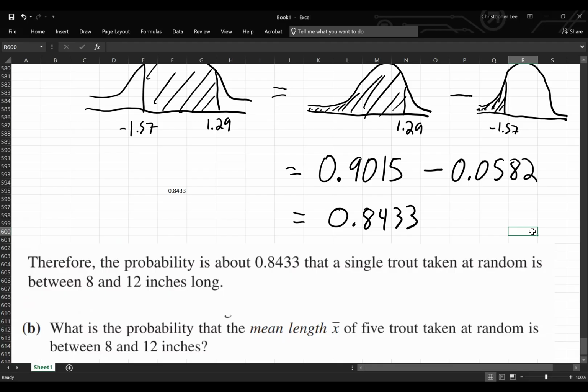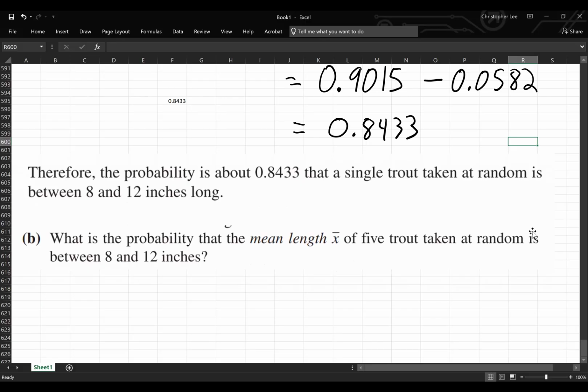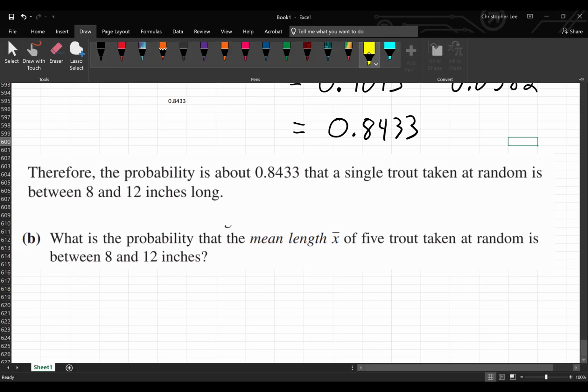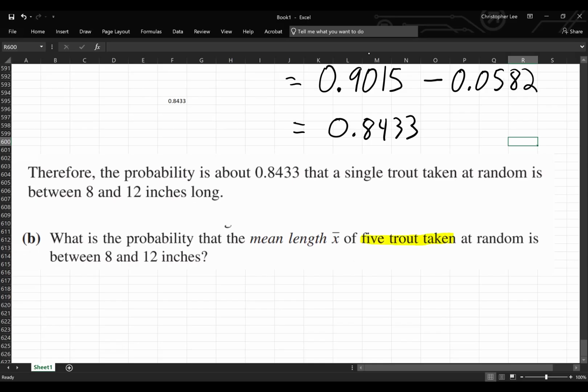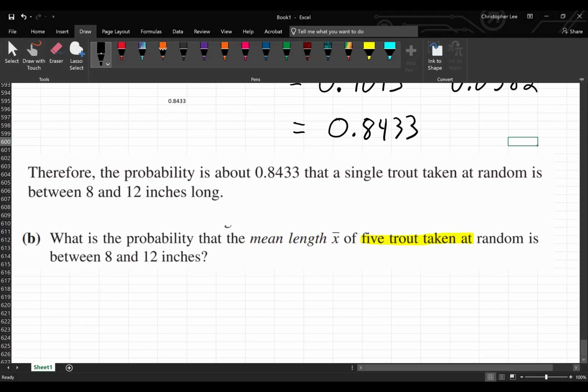Now, what is the probability that the mean length X bar of 5 trout taken at random, hold on one second. Read that again. What is the probability that the mean length X bar of 5 trout taken at random is between 8 and 12 inches? This is a little bit different of a question now.